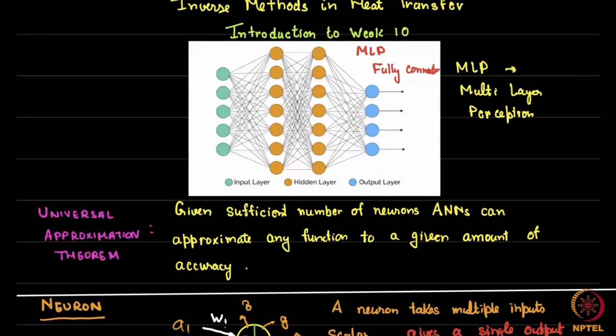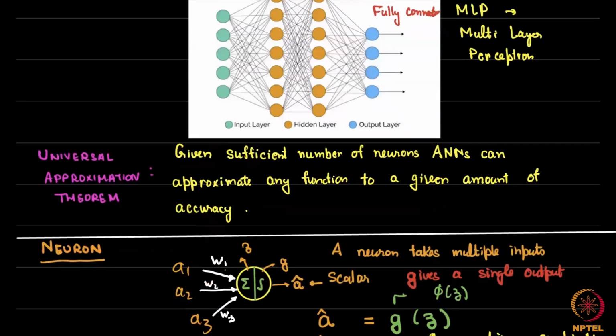The main purpose of connecting things this way is we are able to use what is known as the universal approximation theorem, which I had briefly alluded to a couple of weeks ago. The basic idea behind the universal approximation theorem is that, given a sufficient number of neurons, an artificial neural network of the MLP type can approximate any function to a given amount of accuracy. So if I give a certain amount of accuracy, you can actually find a sufficient number of weights which will approximate this function. Now, why does this come about? I'll briefly talk about that in this video.